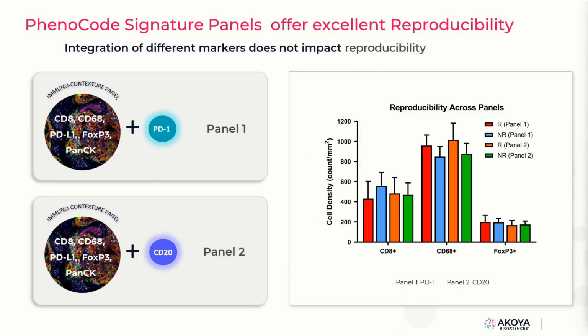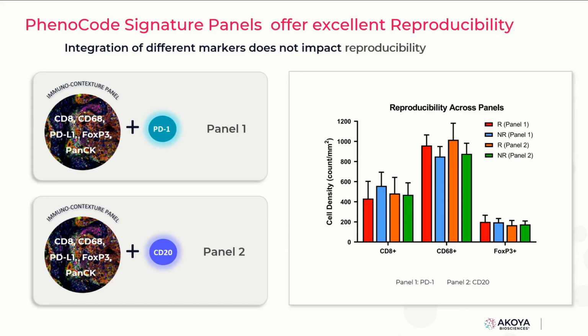This shows the reproducibility of the PhenoCode signature panel for 3 tissue microarray slides comprising of 41 FFPE lung cancer samples with 2 different markers, PD1 and CD20. The same markers in different PhenoCode signature kits were run on serial sections to demonstrate reproducibility. The data also shows that there are no significant differences from single marker analysis in the responder or non-responder cohorts.